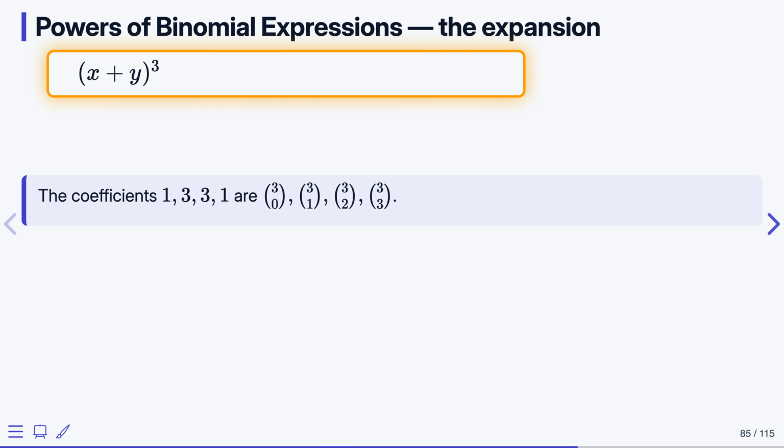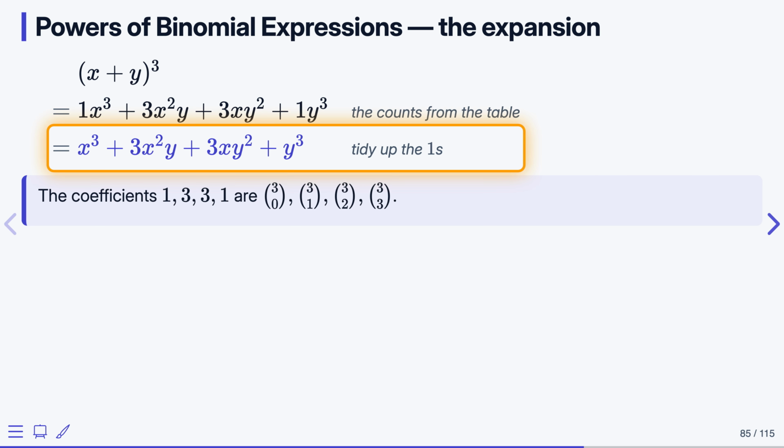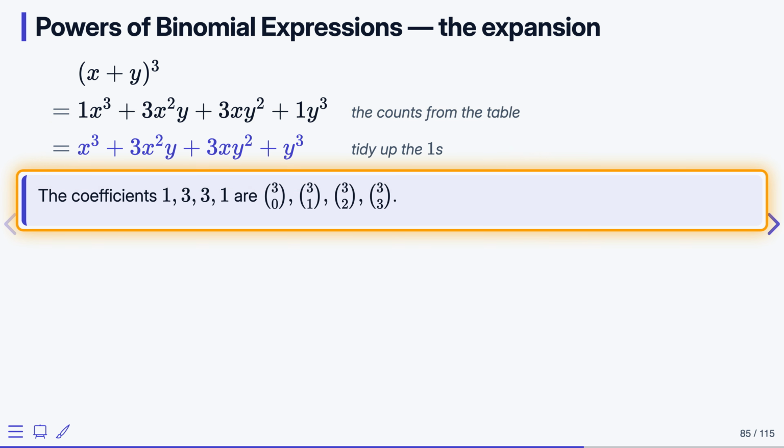Now put the counts together. Line 1. We are expanding x plus y cubed. Line 2. Write each term with the count we just found in front of it. 1x cubed, 3x squared y, 3xy squared, 1y cubed. Line 3. Drop the ones because multiplying by 1 changes nothing. Look at the four coefficients, 1, 3, 3, 1. Those are 3 choose 0, 3 choose 1, 3 choose 2, 3 choose 3. We never multiplied anything out. We only counted. The next slide turns this into a theorem for every power n.